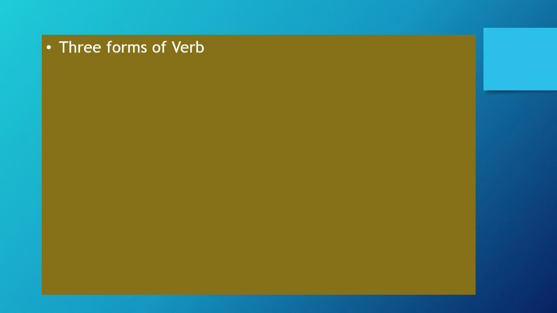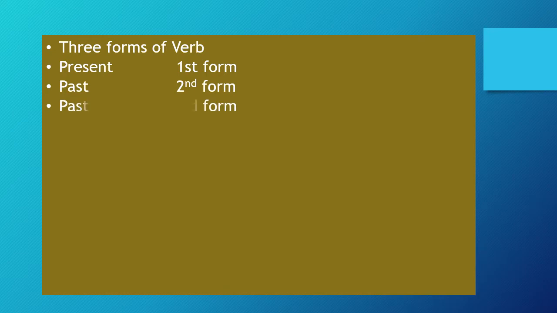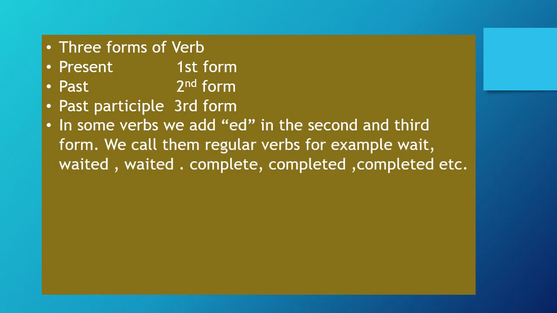So how many forms are there? There are 3 forms of verb. Present, that is called first form. Past, that is called second form. Past participle, that is known as third form. In some verbs, we add ed in the second and third form. We call them regular verbs. For example, wait, waited, waited. Another example is complete, completed, completed, etc.